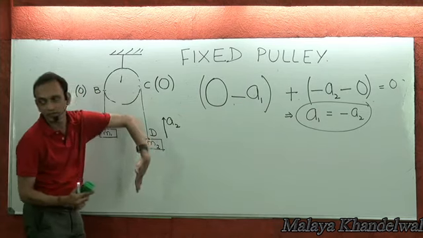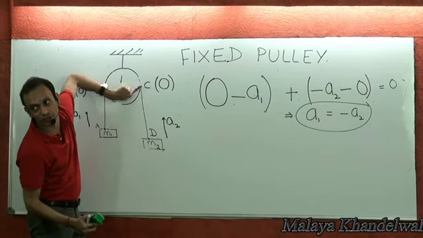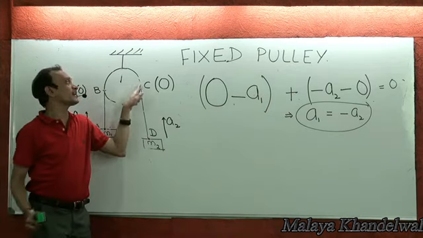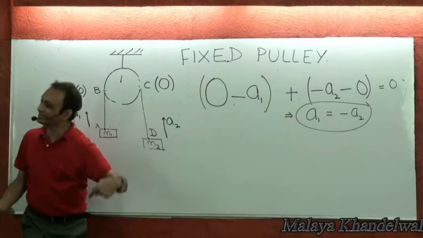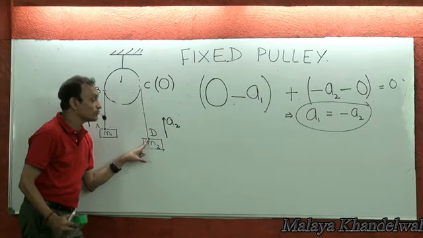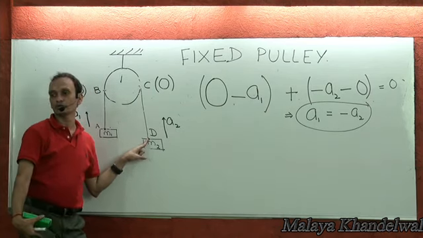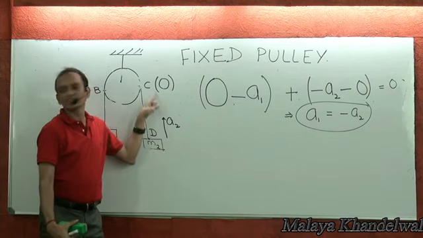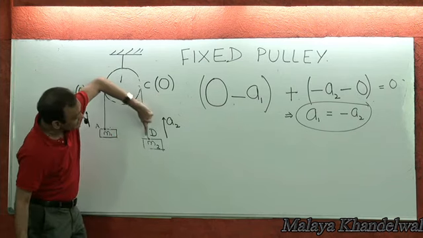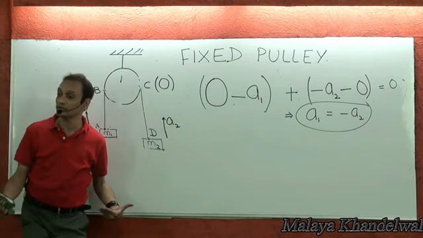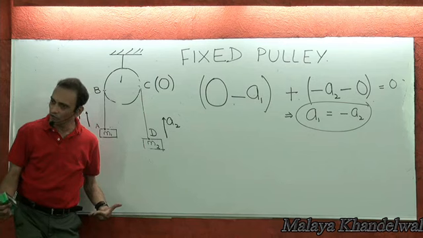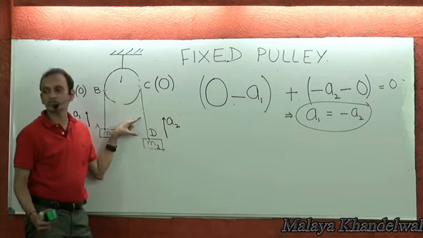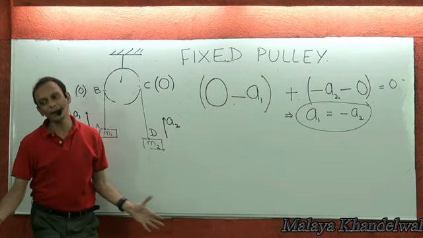Then I go from C to D. D is my final point, C is my initial point. Acceleration of the final point in the direction of traversal minus acceleration of the initial point in the direction of traversal. Acceleration of D in this direction is going to be what? Minus A2, isn't it? If I've chosen A2 like this as the acceleration of D, then its acceleration in this direction would be minus A2. Yes or no? Is it not? Acceleration of C in this direction, 0. Got me?